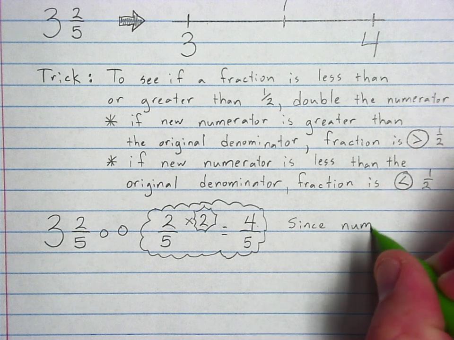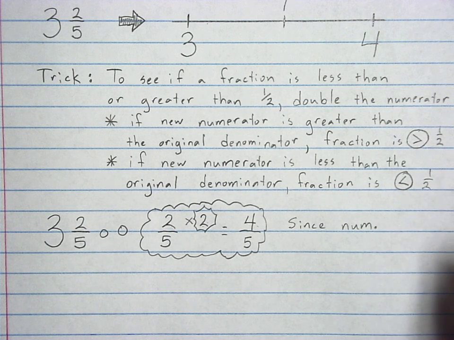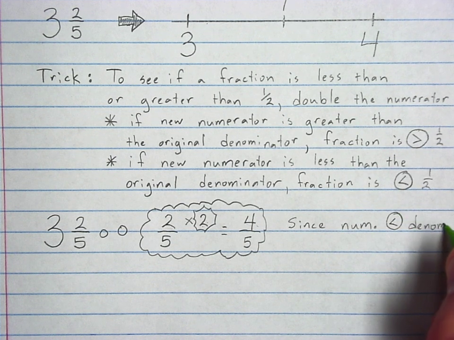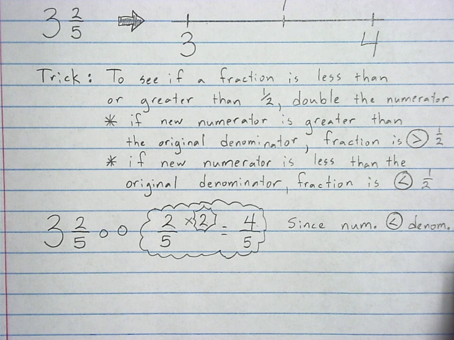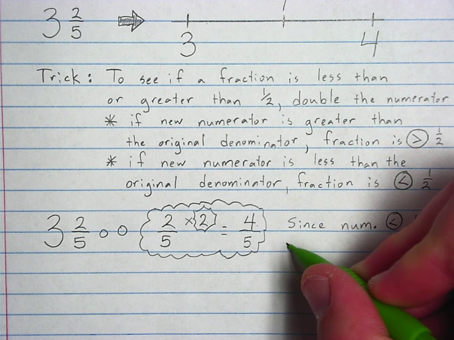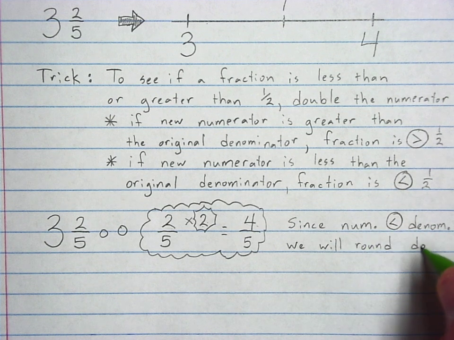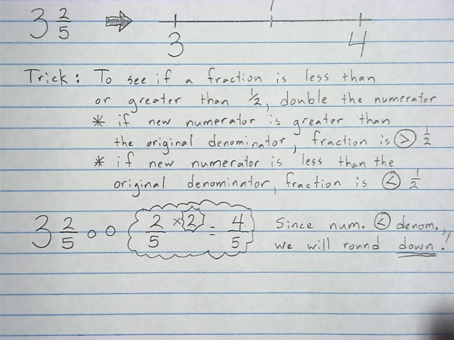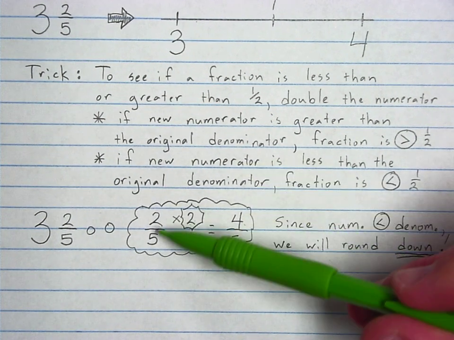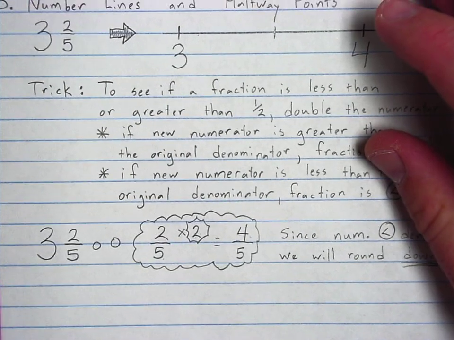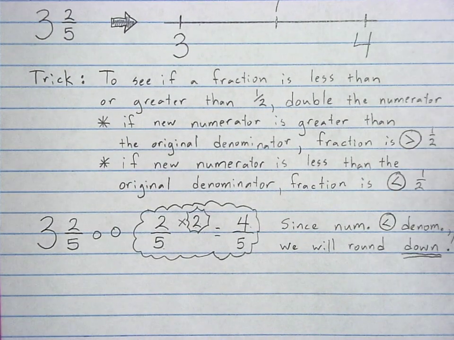Since the numerator, don't worry, I'll abbreviate it this time. Since the numerator is less than the denominator, we'll abbreviate that also, we will round down. Okay. Essentially, we're rounding down because this 2/5 is going to be closer to the 3. I'm going to go back to my number line. I'm going to show you what that looks like.